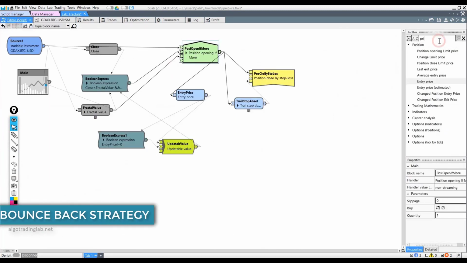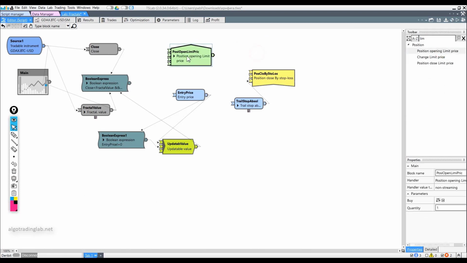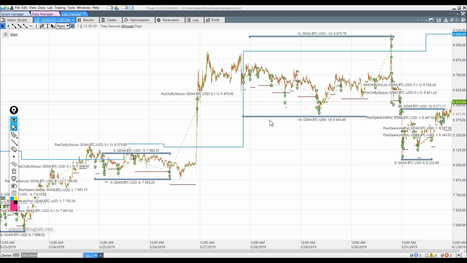On the other hand, when we want to trade against these levels, we need to use another block, position opening limit price. Other conditions remain the same, including the condition that the price should be below the level. We can also save these blocks if we do not want additional re-entries. Run. Is there a mistake?